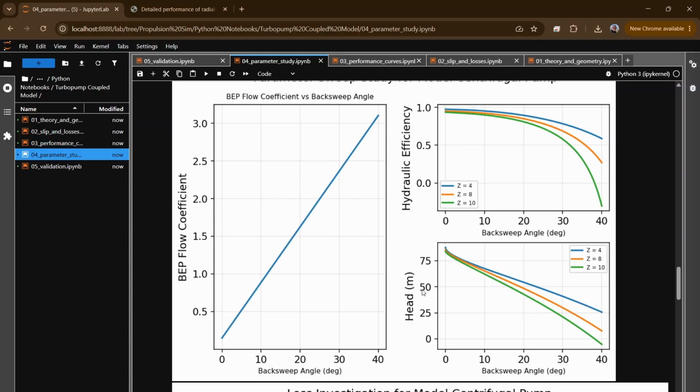And here we then have the head and the back sweep angle, and this looks very similar to the hydraulic efficiency. And you can see as back sweep angle increases, head decreases, and as the blade number increases, the head decreases.